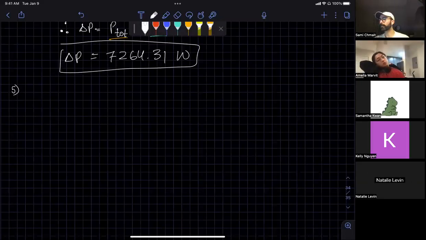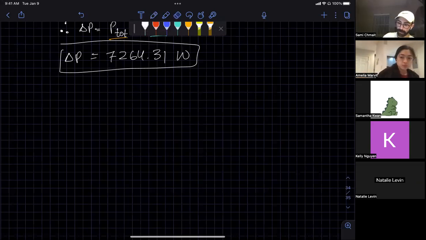Was it 5 or 7? 7. And this one's actually pretty tricky also. Wow, this is a hard homework set.